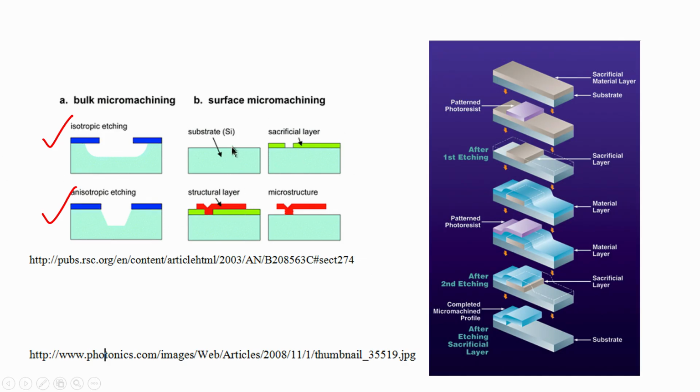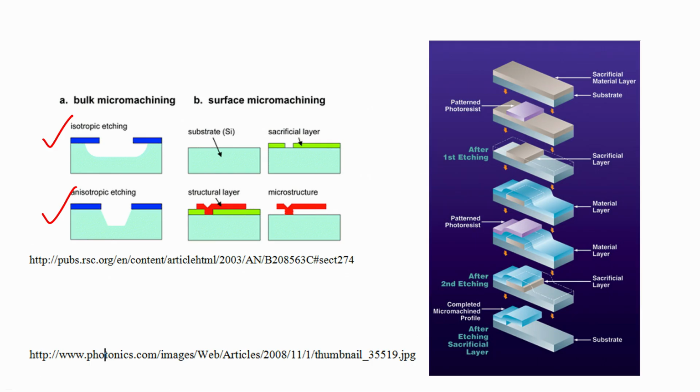In surface micromachining the first step is that you have a substrate, then you have a sacrificial layer, that you pattern, then you deposit a structural layer, finally you sacrifice the sacrificial layer, right, in this particular form. So, you have the cantilever.